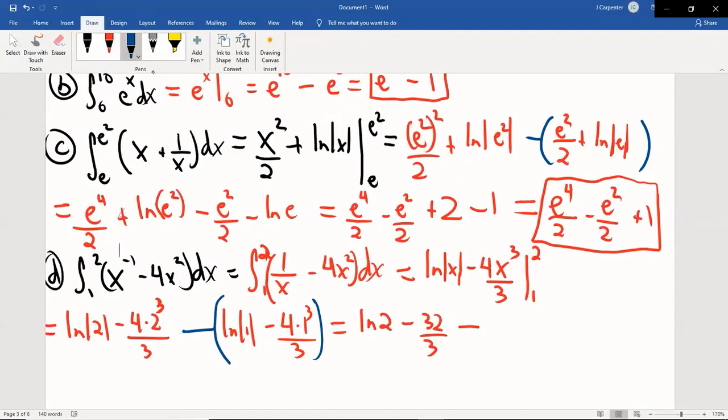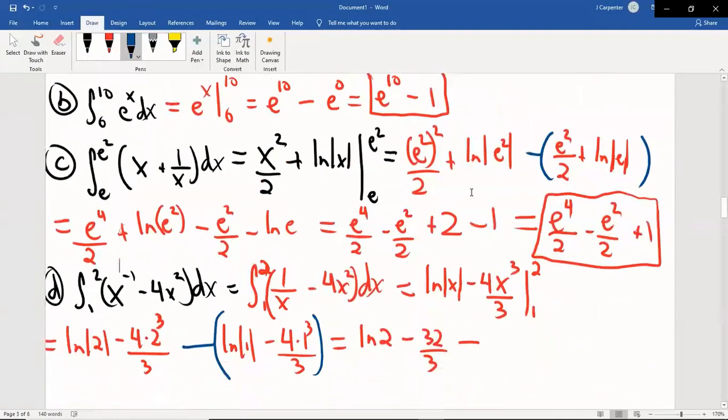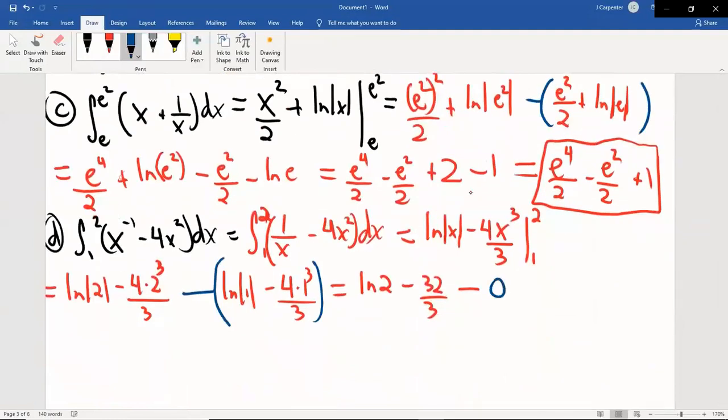So now I'm going to distribute that negative. So minus, and then the natural log of 1. We said earlier the natural log of 1 is 0. You have to memorize that. But for the next term, it was originally a minus, but now there's another minus. 2 minuses cancel, so it's a plus. 1 cubed is 1. 4 times 1 is 4. So that's plus 4/3.